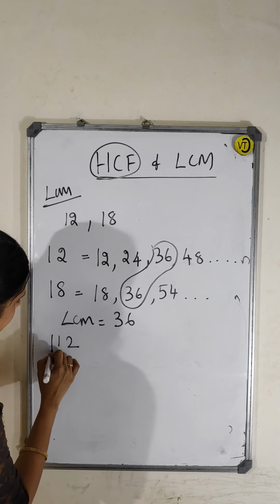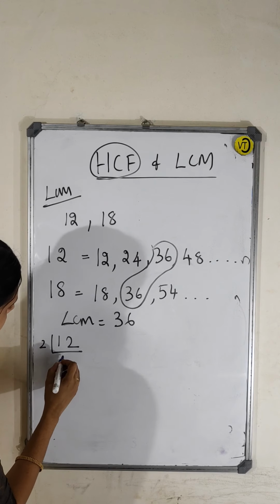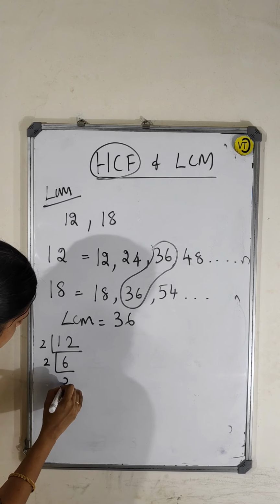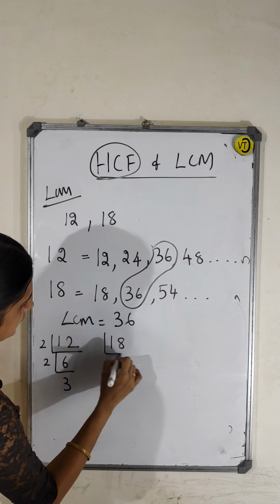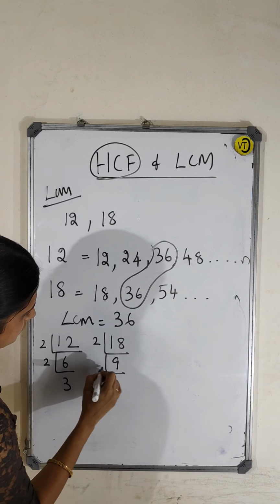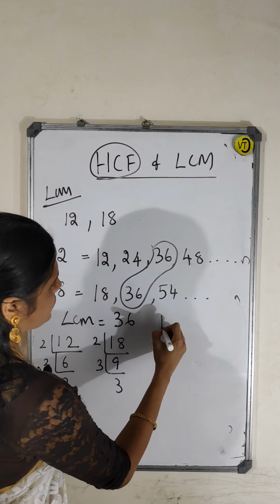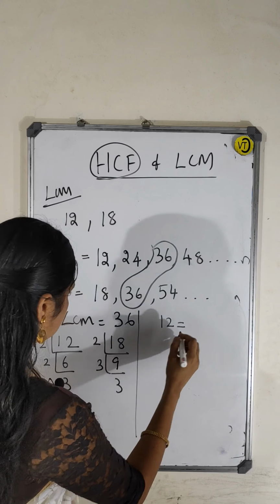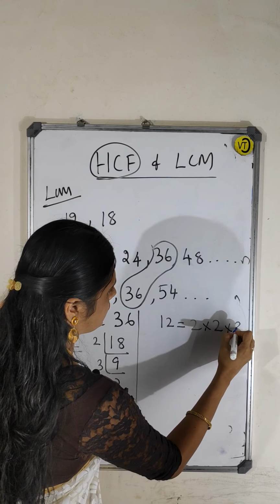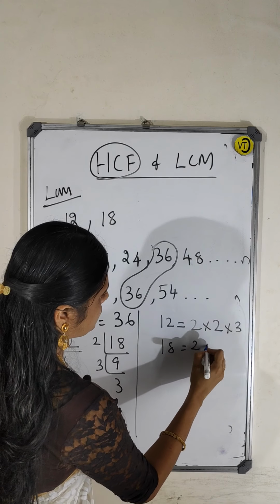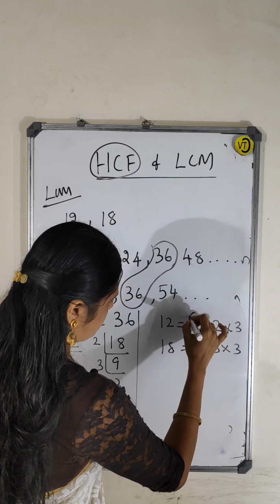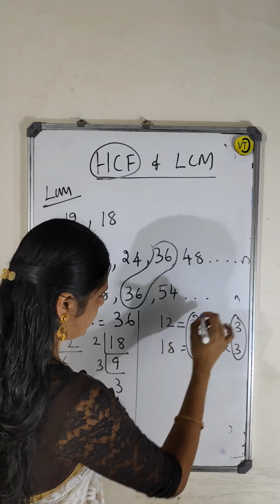Now 12, again the same, right? 6 twos are 12. Again 2, 3. Again 18 here, again this is 2, 9, 3, 3. So how can you write 12? This is 2 into 2 into 3. 18 is 2 into 3 into 3.